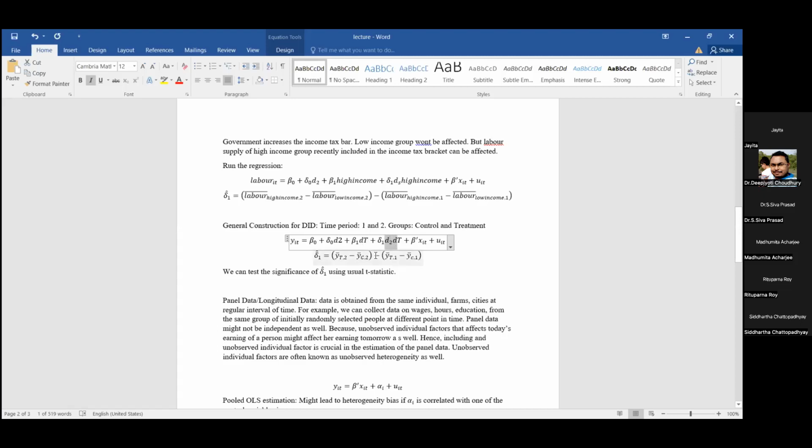I simply run the regression, I get the value of delta 1 hat, and I simply check the significance of the delta 1 hat. If delta 1 hat is positively highly significant, I will say yes, the cycle distribution has an impact on the educational attainment over here.